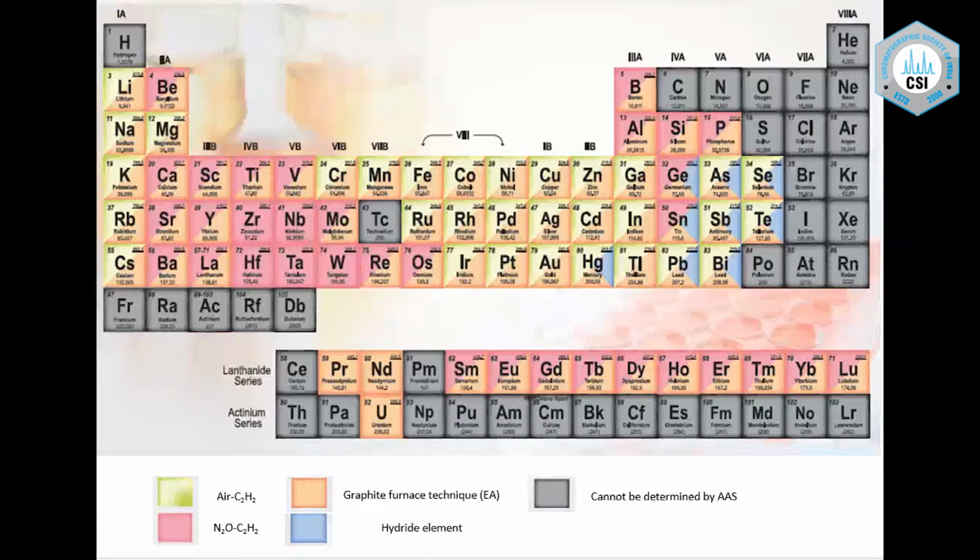Whatever is highlighted in colors here, those elements can be done on AAS using the flame technique or graphite furnace technique. What is in gray cannot be done on AAS technology. In ICP-OES, you can do all these elements, whatever you can do on AAS. Other than this, you can do some additional elements, like some of the halogens are possible on ICP-OES, and lanthanides and some of the actinides are also possible. And in ICP-MS, you can do almost all elements depending on the mass range of the ICP-MS you are going to use.